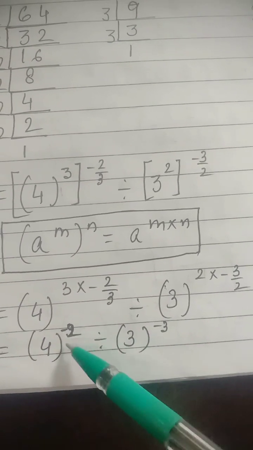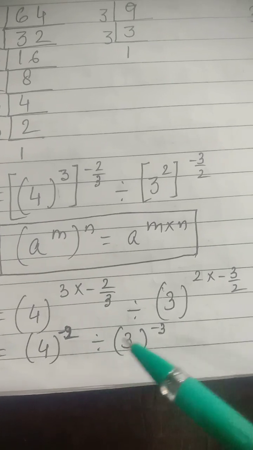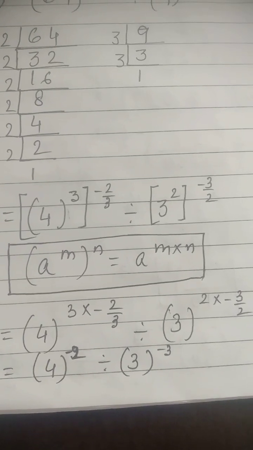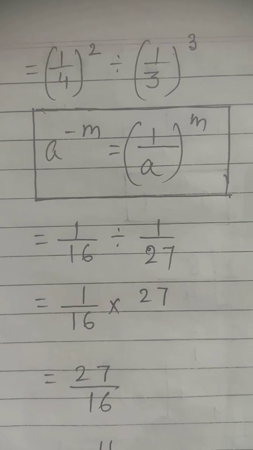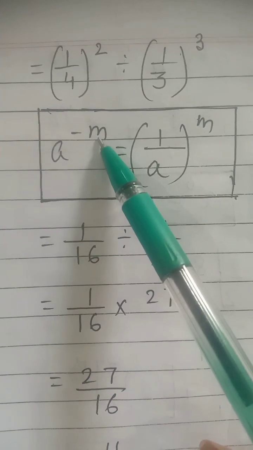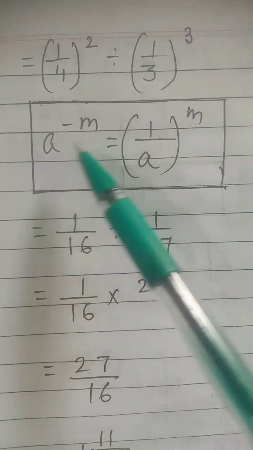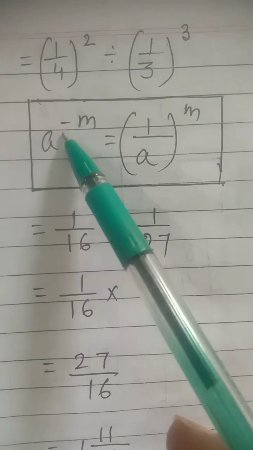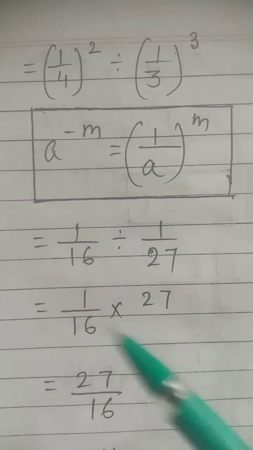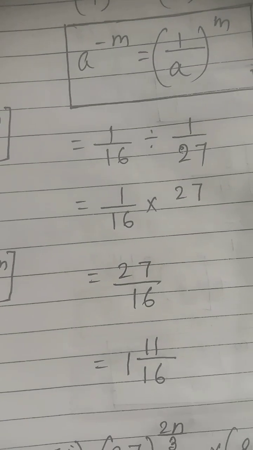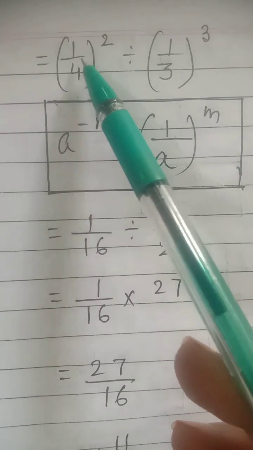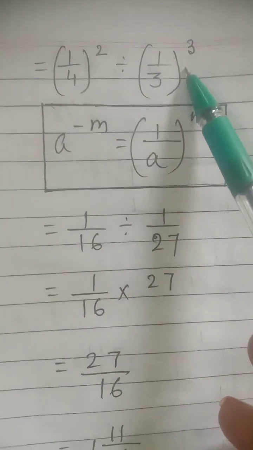Now what will we do? We'll make the power negative to positive. We just have to take the reciprocal of the base. Why? Because there is a law: a to the power -m equals (1/a) whole to the power m. To make the power negative to positive, we just have to take the reciprocal of the base. So earlier the question was 4 to the power -2 divided by 3 to the power -3. So that is why we'll do (1/4) whole square divided by (1/3) whole cube.